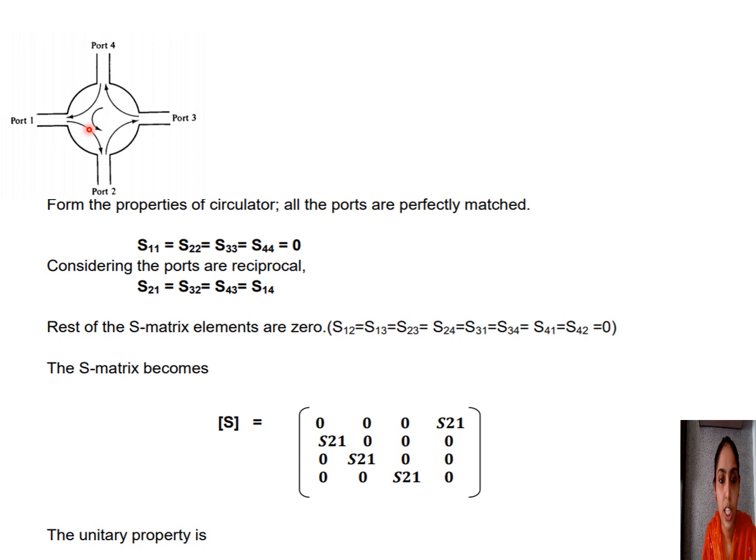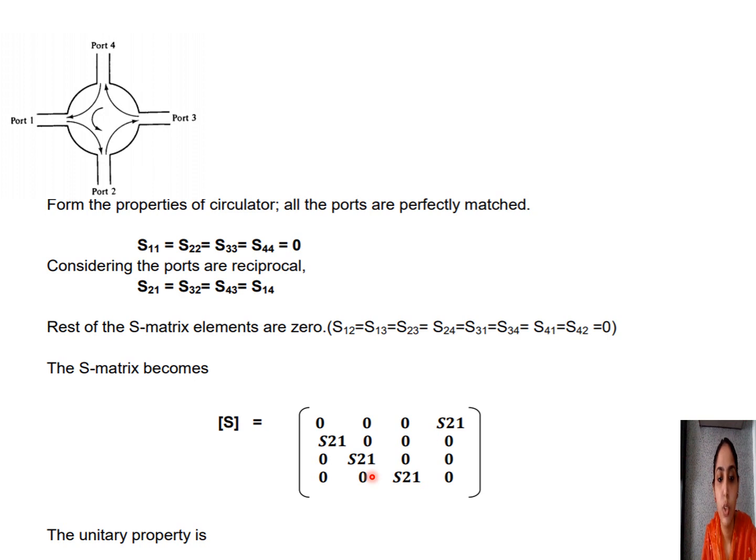Again, there will be an element S14, since there is transmission from port 1 to port 4. So S21 and S14 will be equal. Similarly S43 and S32. All these elements will be equal from the property of the circulator. So we can reduce and write our S matrix as such. We have simplified our S matrix in such a manner that we have to find the value of only one element. So we can derive the S matrix for a circulator.